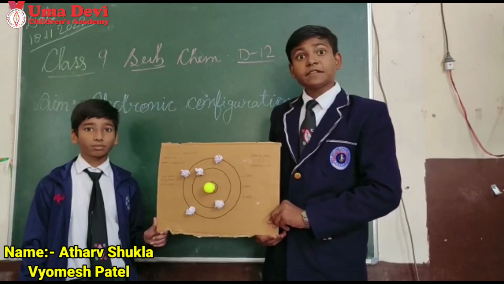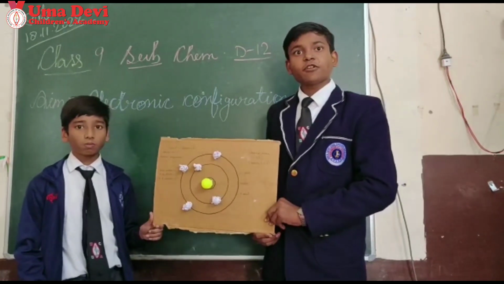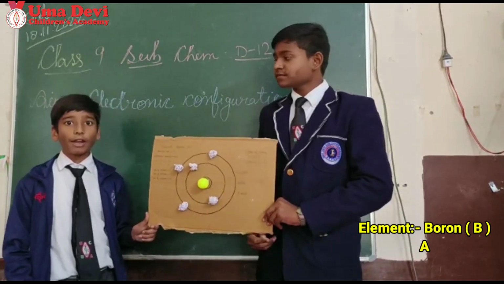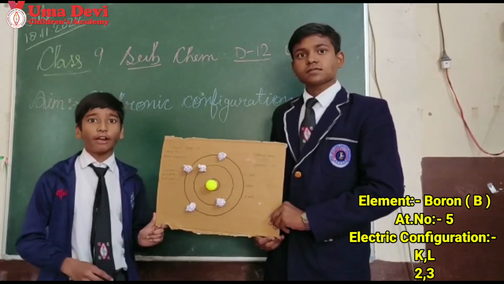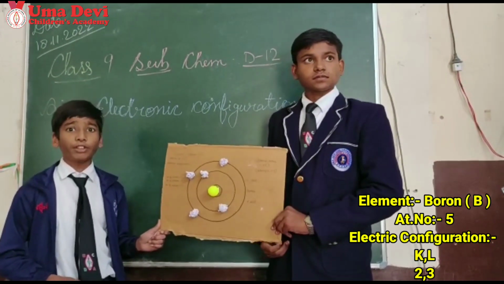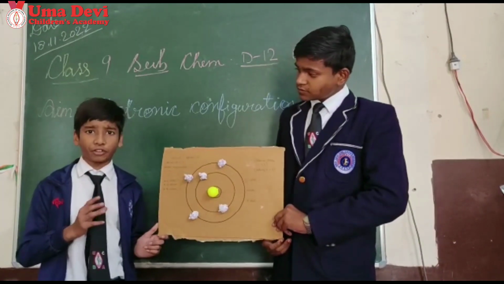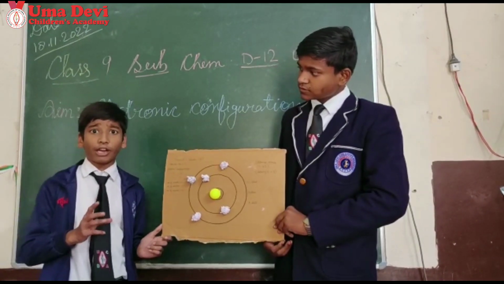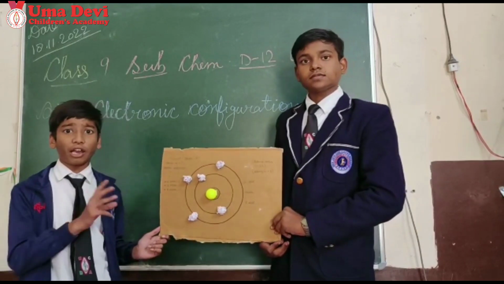Today we are here to represent our atomic structure of boron. The symbol of boron is B. And its atomic number is 5. And the electronic configuration of boron is 2 and 3, which means it contains 2 electrons in its K shell and 3 electrons in its outermost shell, which is L shell.